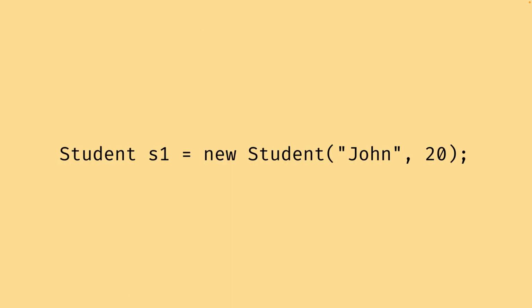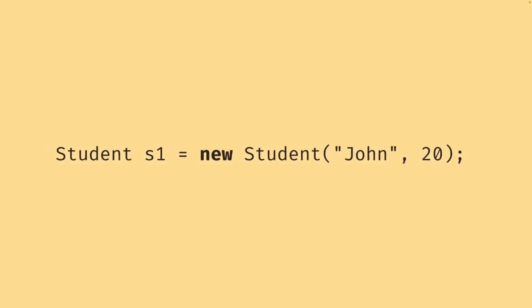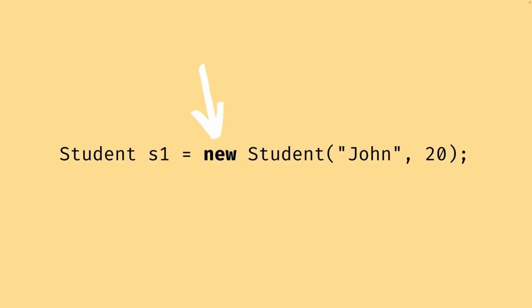To create an object of the Student class, we can use the following syntax. Student s1 = new Student("John", 20). The new keyword is used to create a new object, and the constructor is called to initialize the object's instance variables.